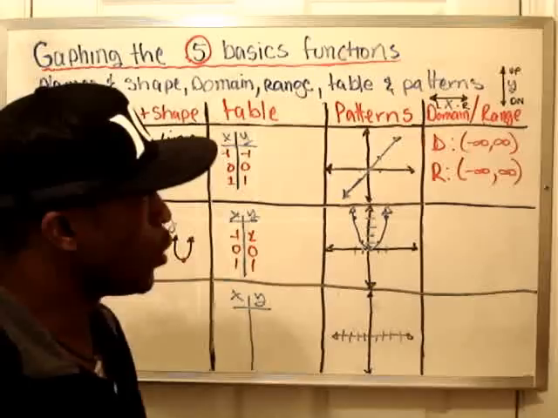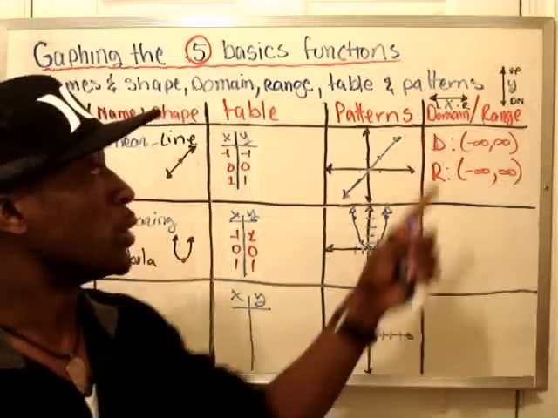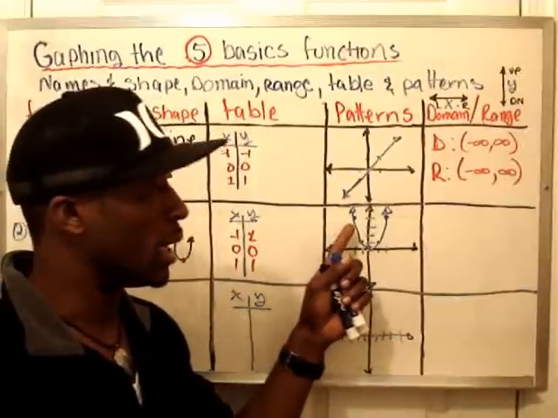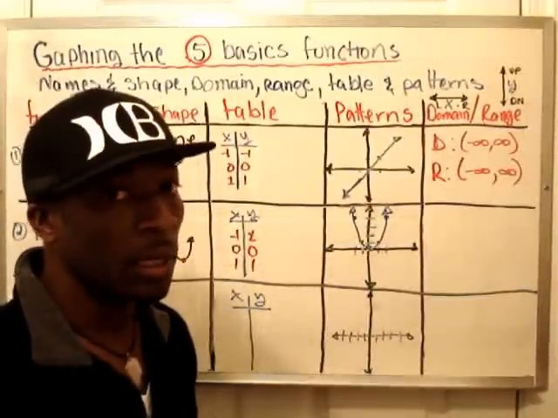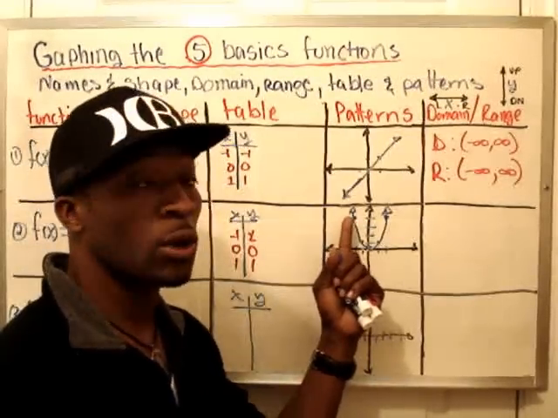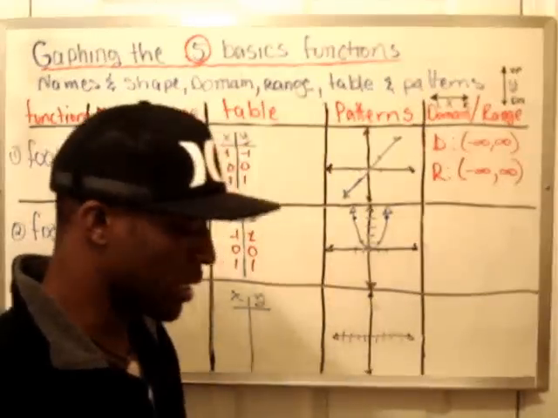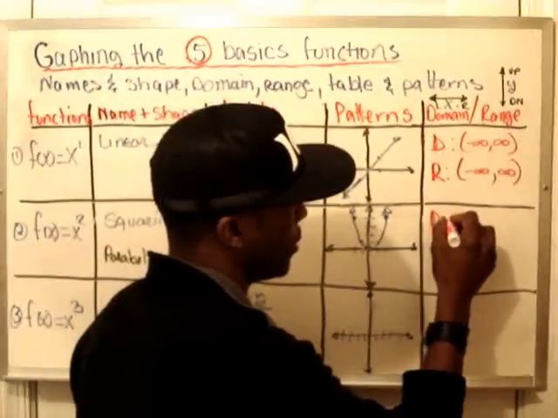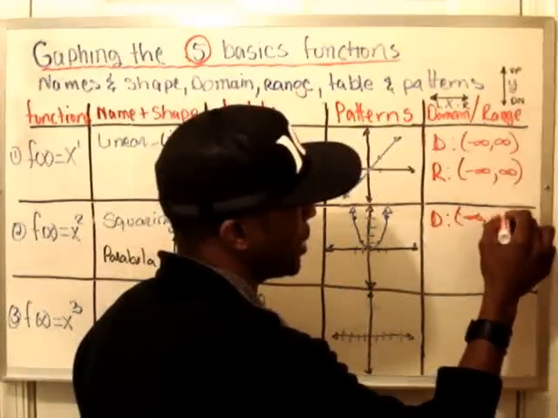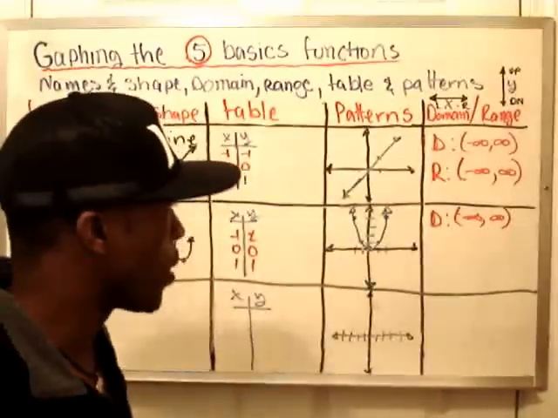For the domain, we're always going to look from left to right. You can see that from left to right, the graph keeps going left as it goes up. It will never stop because it continues to go up. The more it goes up, the more it goes to the left. So we're going to say -infinity for the domain to +infinity, because it does the same thing going to the right also.